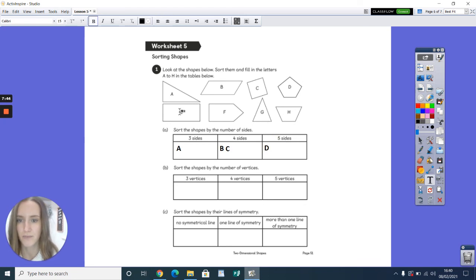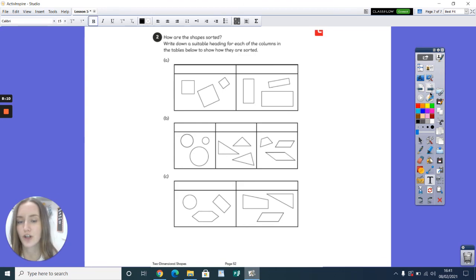Then you do the same, but it goes on how many vertices they have. Think about what we know about the amount of sides and vertices. Then it goes on whether they are symmetrical. So whether they have one line of symmetry, so whether they can be folded one way, or whether they can be folded another way, or if they can't be folded in half at all. And then your second page, how have they been sorted? So they're being sorted by the shape that they are. Are they symmetrical or not? Do they have X amount of corners, X amount of vertices, X amount of sides?